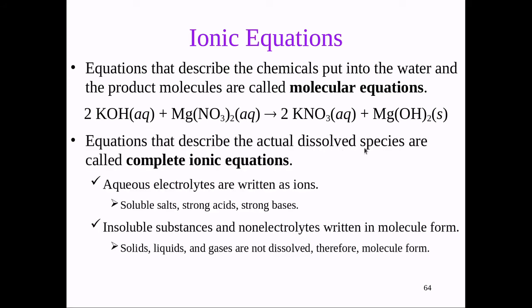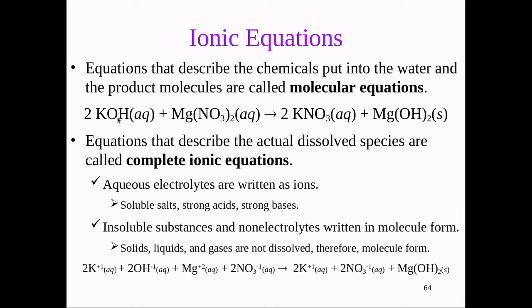Equations that describe the actual dissolved species are called complete ionic equations. Okay, so we know, for instance, that in an aqueous media, this guy does not exist as potassium nitrate, but as potassium ions and nitrate ions. So aqueous electrolytes are written as ions. This includes, again, our soluble salts, strong acids, and strong bases. And insoluble substances and non-electrolytes are written in their molecular form, just like they would appear up here. So magnesium hydroxide would stay the way that it is. These are going to be our solids, our liquids, our gases that are not dissolved.